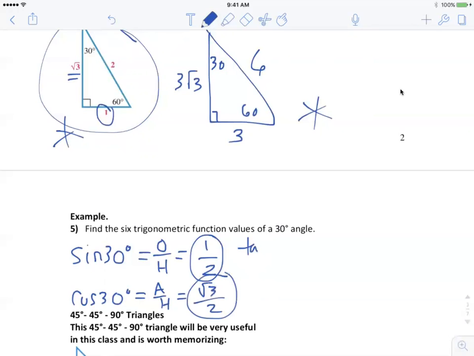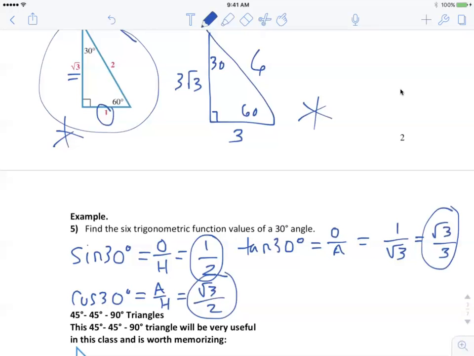Tangent 30. Tangent 30 is opposite over adjacent. Opposite is 1. Adjacent is root 3. So 1 over root 3. Rationalize that. You're probably getting pretty good at rationalizing. Multiply by root 3 over root 3. There you go. Root 3 over 3. Okay. That's the tangent of 30 degrees.